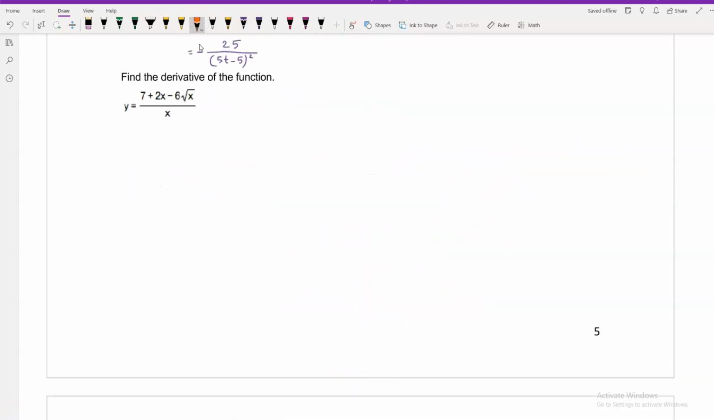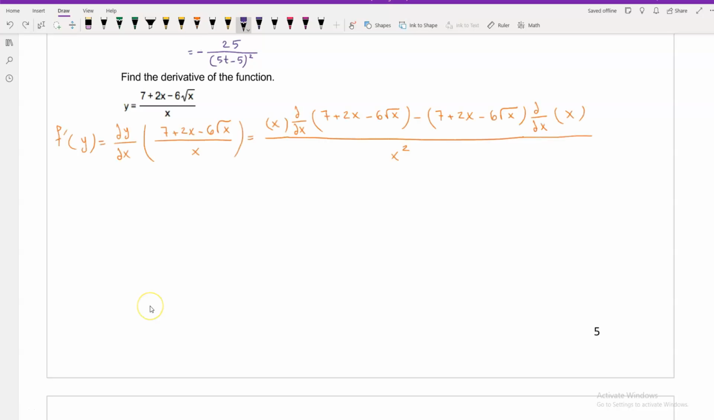Find the derivative of the following function. Y is equal to 7 plus 2x minus 6 times square root of x divided by x. So here on this part, the f prime of y, that is equal to derivative of 7 plus 2x minus 6 times square root of x divided by x with respect to x. And this is equal to, same as what we did on the last one.